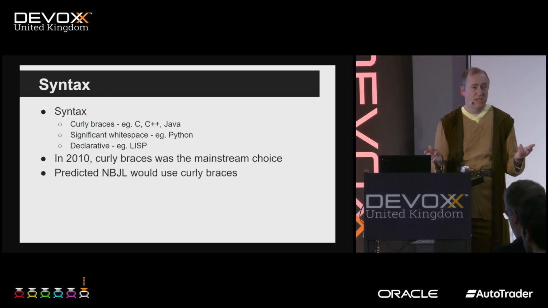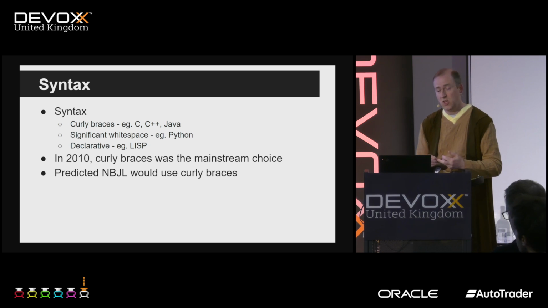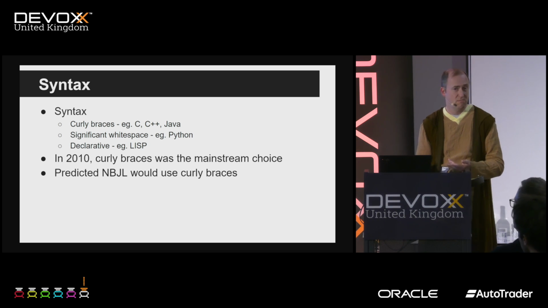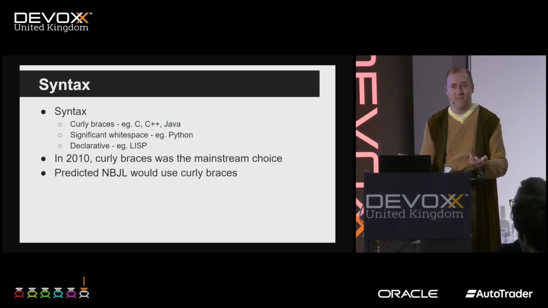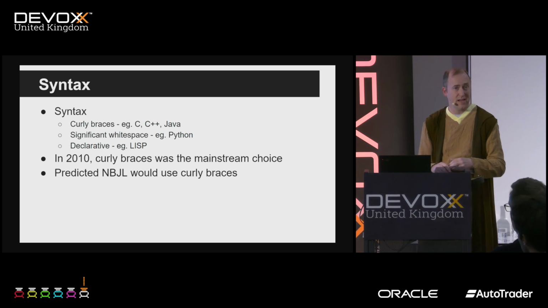So I suggested some of these things would be what we might see in it. You might see a curly brace language. At the time, curly braces was definitely dominant. In the last few years with the growth of Python, perhaps that isn't the case anymore, but there's still an awful lot of curly brace out there.